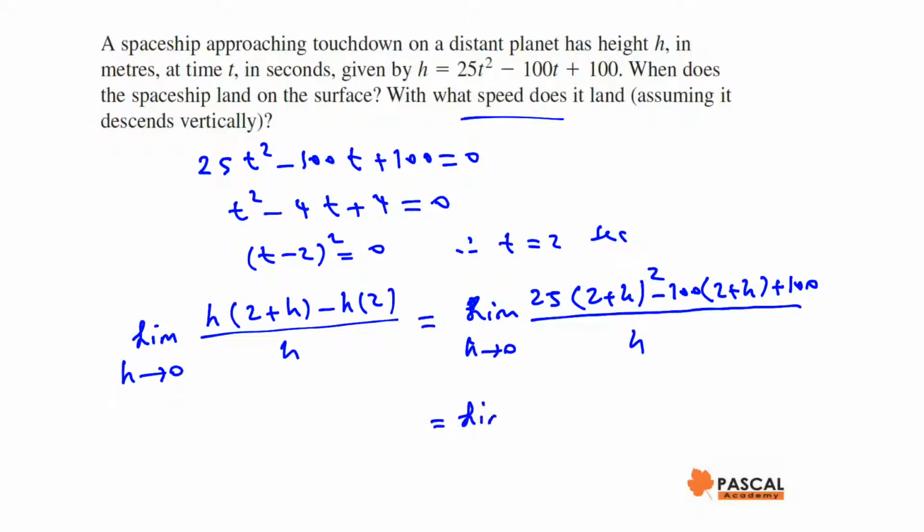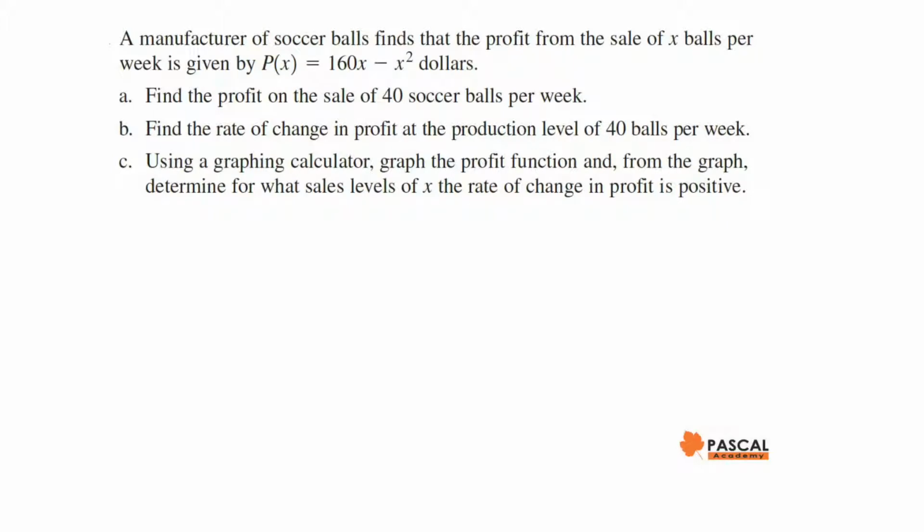If we expand and simplify this fraction, the limit would be the same as the limit of 25h^2 over h as h approaches 0. Reduced by h, the limit of 25h as h approaches 0 is 0. This means it lands on the ground in 2 seconds at the speed of 0 meters per second, as we expected.